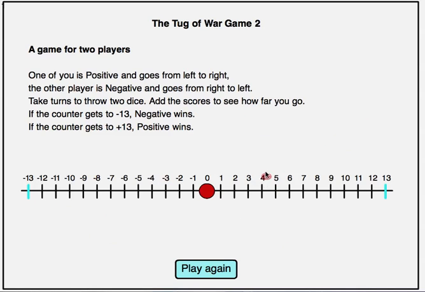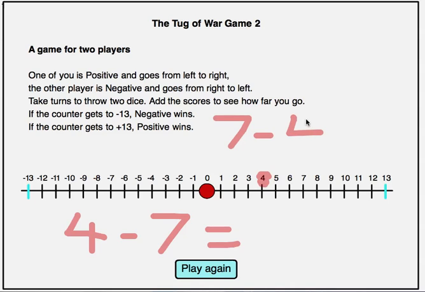Let's try another one like that. Let's start on 4 and we'll have 4 minus 7. Now if you got mixed up in your head and you actually answered 7 minus 4, well, 7 minus 4 is 3. But this is 4 minus 7. Does it have anything to do with the number 3? Let's see. Here I am on 4. 1, 2, 3, 4, 5, 6, 7. Yes, it's 3, but negative 3.